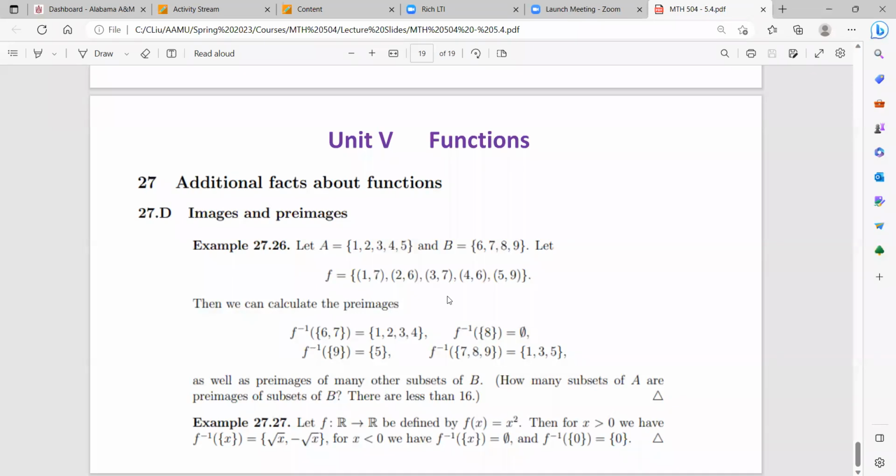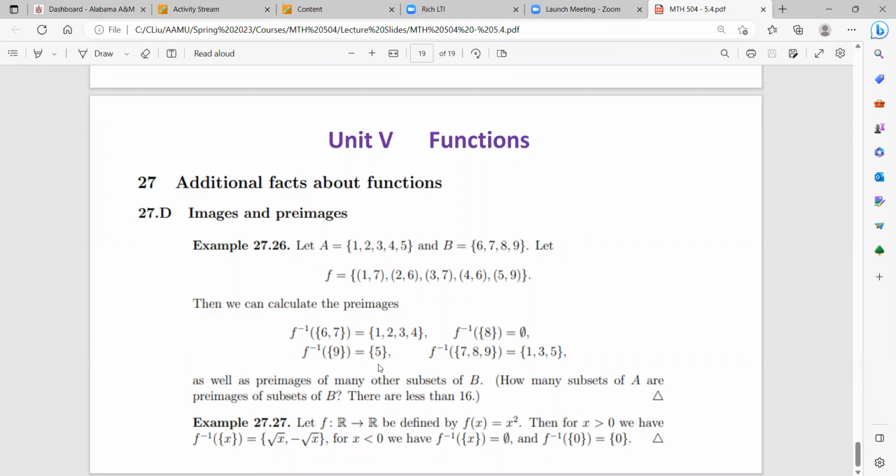Always consider the function as ordered pairs. So the only pair is 5 from set A. So the pre-image of that is just the set of one number, 5. Okay. Once again, when you talk about the pre-image of a subset of the codomain, it gives you a subset of the domain.